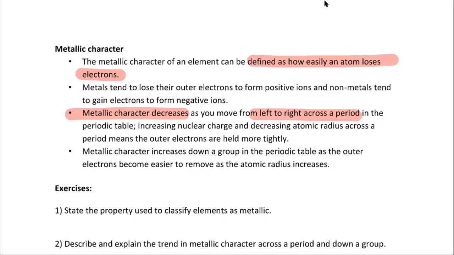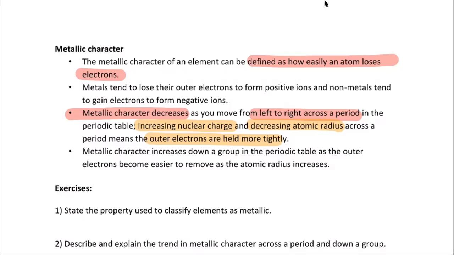Okay. And so the reason that it decreases goes back to what we talked about last week, the nuclear charge stuff. So increasing nuclear charge and decreasing atomic radius means the outer electrons are held more tightly. And if they're held more tightly, guess what? That means it doesn't easily want to lose them. Okay. So since metallic character is defined as how easily an atom loses electrons, as I go across, my nuclear charge increases, my radius gets smaller, and so the outer electrons are held with a higher attraction. That means that it's going to be less metallic.